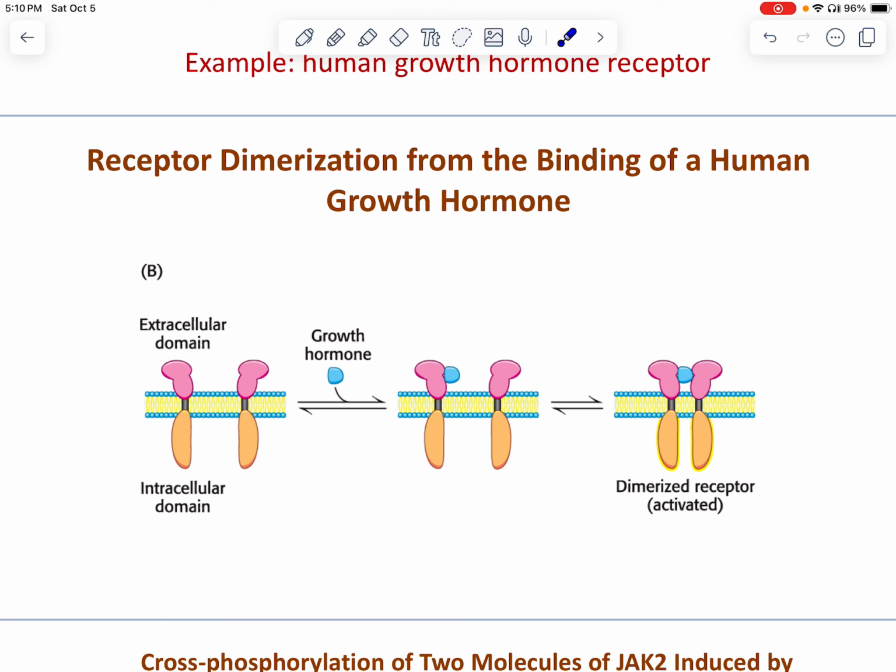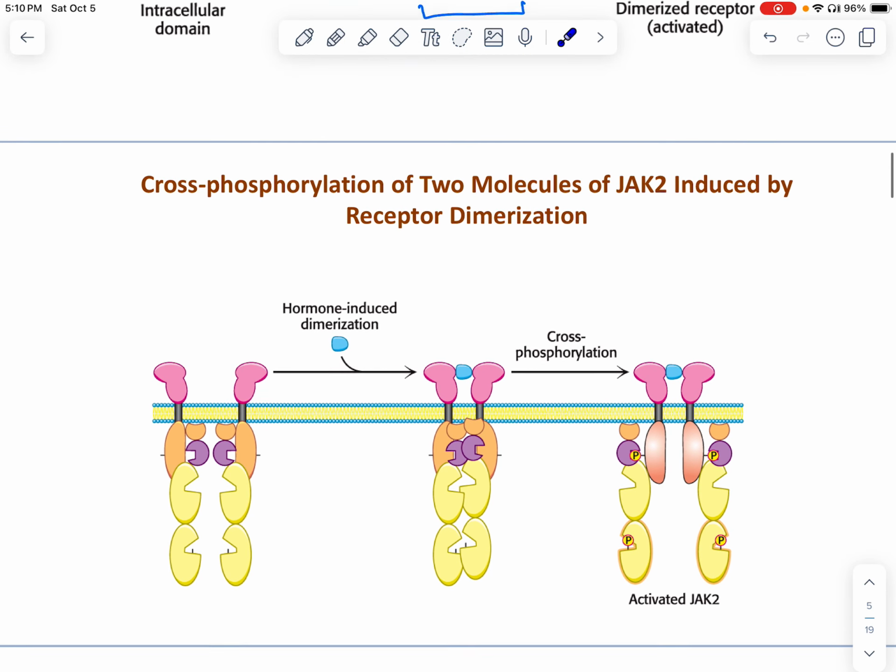Now, as that human growth hormone comes into the picture, it binds to one of these. And when it does that, it causes these two to come together as a dimer. So we get this dimerized receptor right here. While this cartoon picture shows it really just being associated at the top, what really happens is that there's a tight association down the whole length. It brings the whole thing together. So let's look at how that might work here.